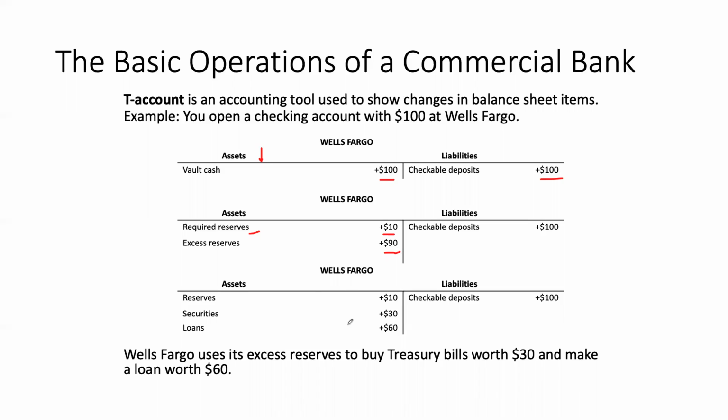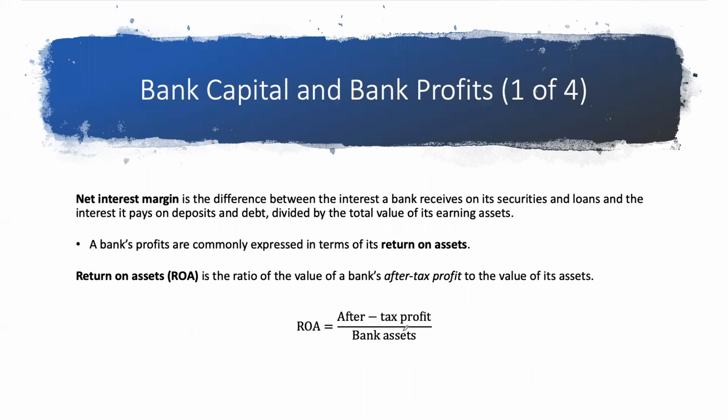Now, what Wells Fargo chooses to do with this is that, okay, so $90, it just doesn't want to sit idle at the bank. It wants to buy some assets with it and earn some interest on it. So Wells Fargo goes out and buys $30 worth of securities, and because it's a commercial bank, it makes out a bunch of loans. So $60 worth of loans, and this is how the commercial bank operates, right? So the commercial bank takes in deposits, holds the required reserves on its balance sheet. The rest it uses, its excess reserves, to buy securities and make loans, right?